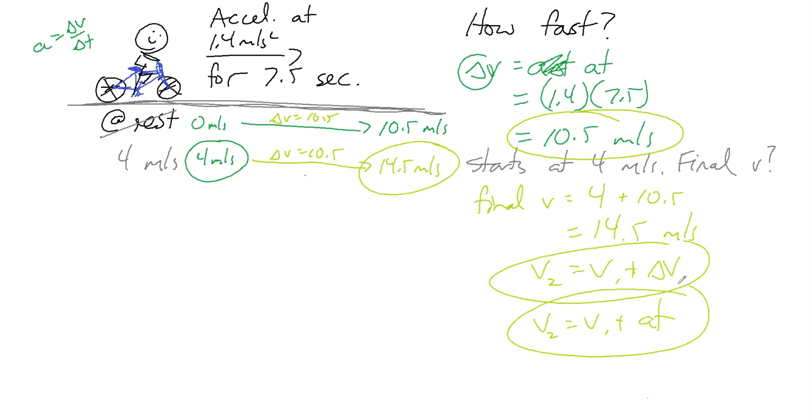And that's basically what we're doing. Find the change in v, you add it, you subtract it, depending if you're speeding up or slowing down. Okay, all right, so let's try a different question here. Let's get rid of all this and delete that.